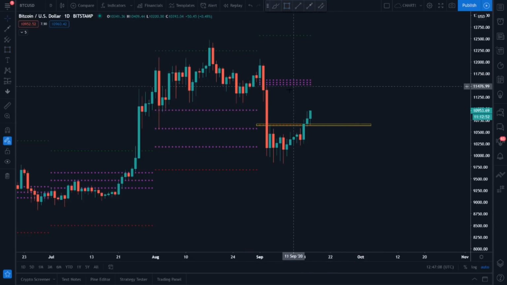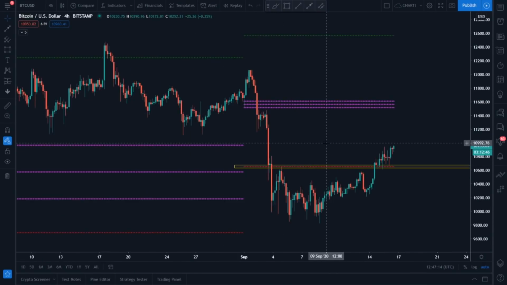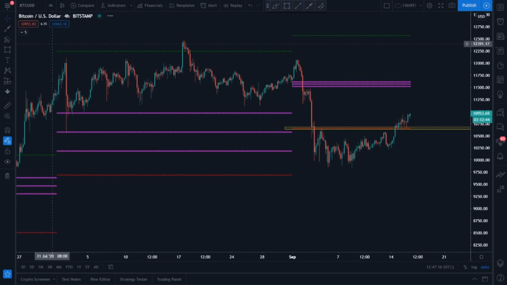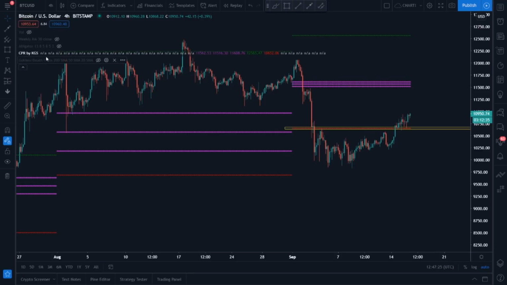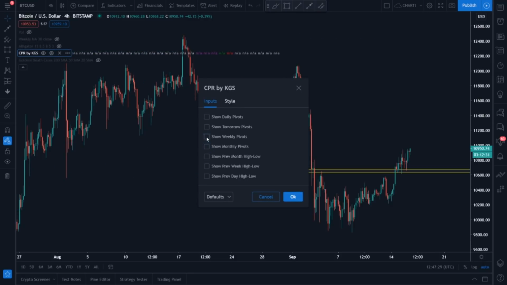Okay, so now what we are going to do, we are going to switch the time frame to the 4-hour time frame. The CPR is going to remain exactly there. This is the magic of the CPR. This CPR is not going to change when we switch the time frame from daily to 4-hour or even the 15-minute time frame, right? So now we are going to switch the CPR line, not the monthly. We are going to look into the weekly pivots.